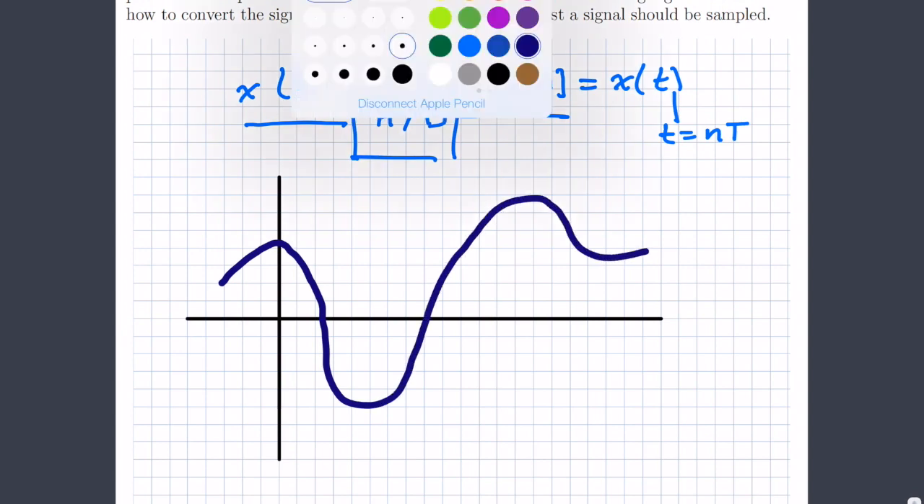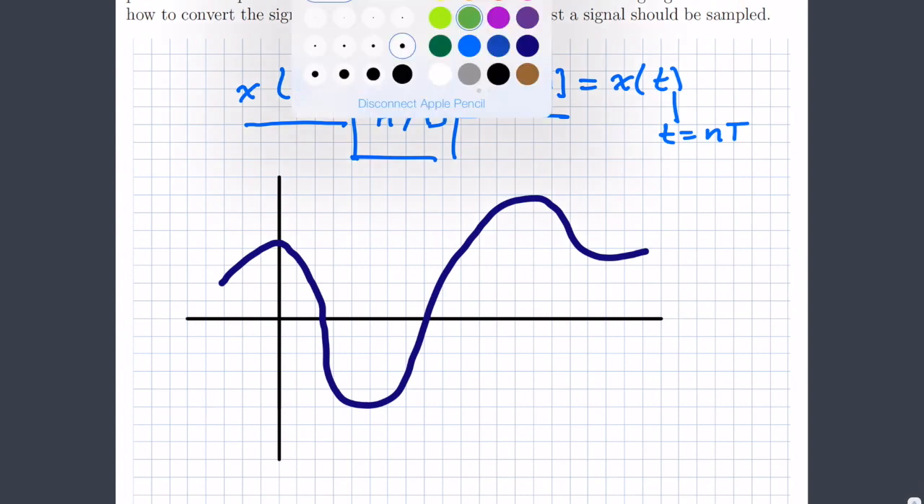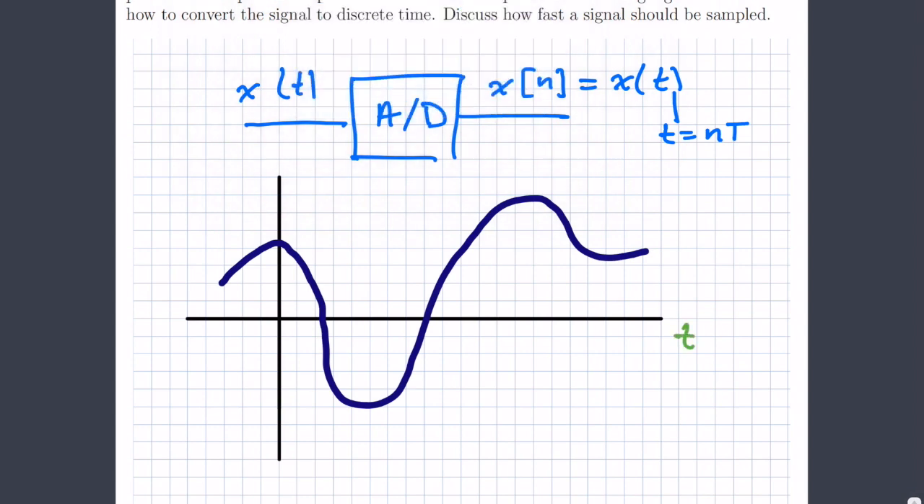I want you to be able to tell me what the sampling portion represents. This is the time axis, in green. This is time, and what we're doing with sampling is we're actually chopping up the time axis. I represent that with vertical lines, equally spaced apart by capital T. Capital T is the sampling period. So we draw a few of these vertical lines in to represent sampling.